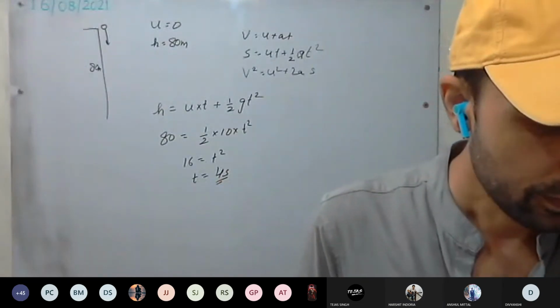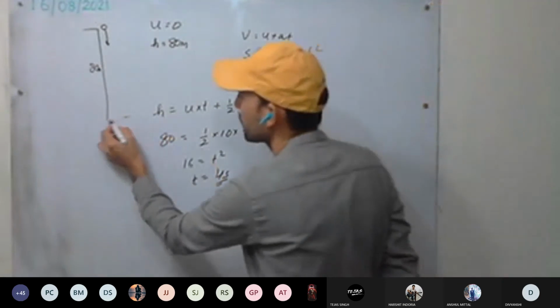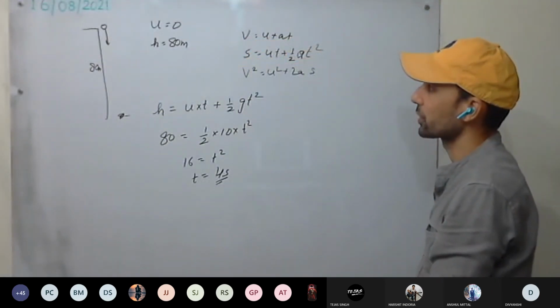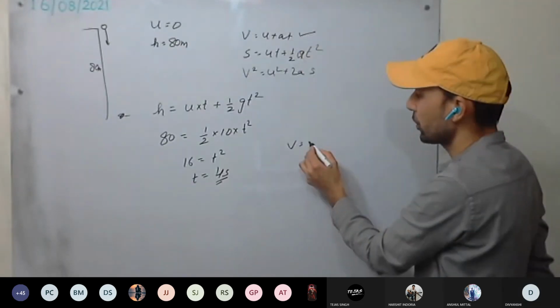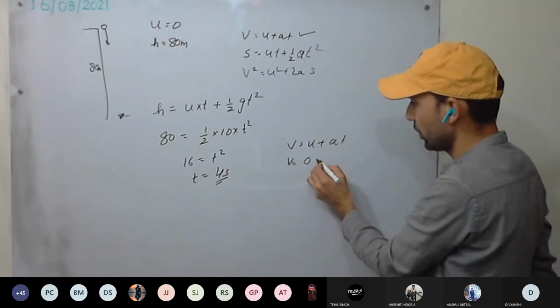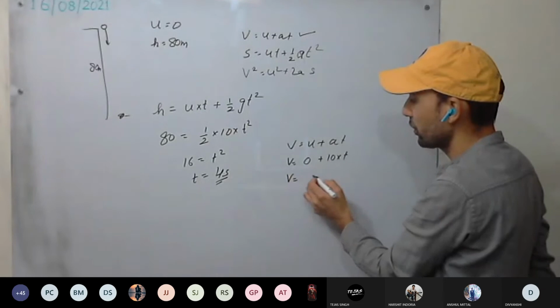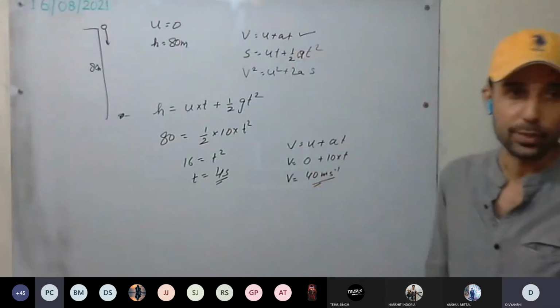Now, what will be the velocity of the stone on reaching the ground? Which formula do you want to use? The first one is easy. v equal to u plus gt. So v equal to 0 plus 10 into t. Velocity will be how much? 40 meter per second.